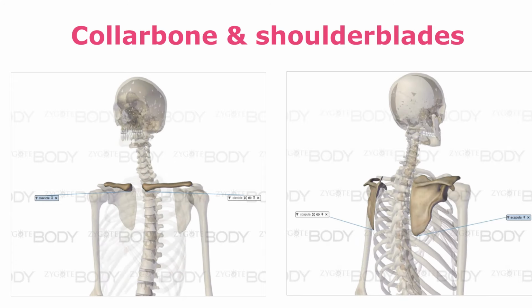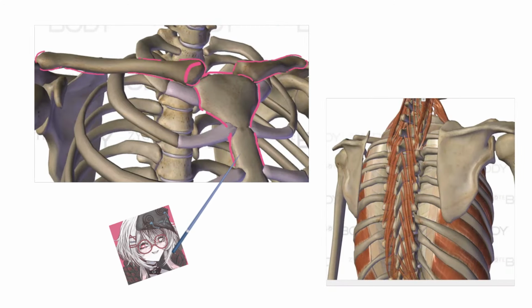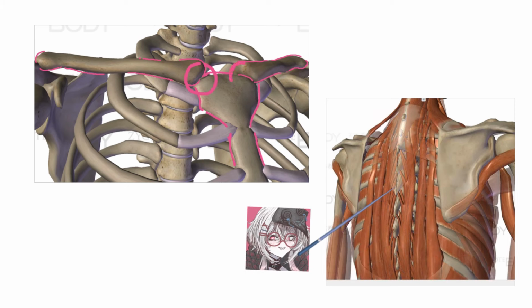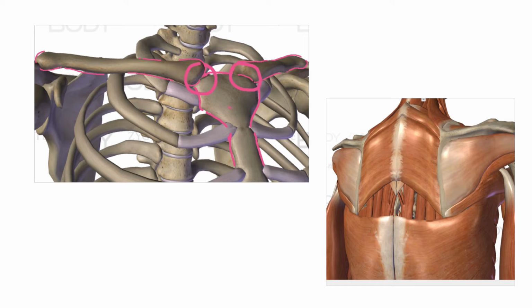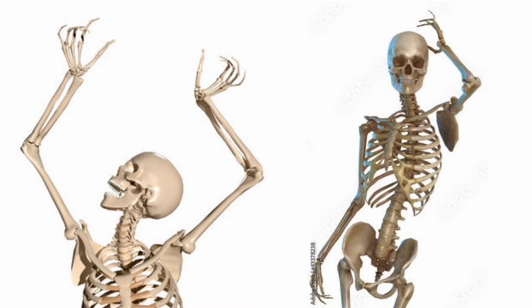Further up we have the collarbone and the shoulder blade. The collarbone is attached to the sternum and the shoulder blades are attached by a bunch of muscles. These are what is responsible for keeping your arms together. Quick tip, when you draw poses, these bones can move independently.